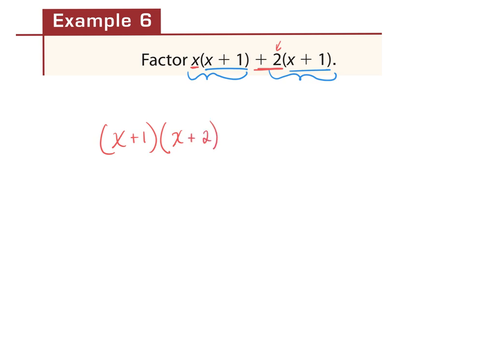So if I were to factor this, this is what my factoring would look like. X plus 1 is the group that I have in common, and what I have left over is the x plus 2. And so my final answer here would be x plus 1, x plus 2. All right, which is what we're going to get to when we start factoring trinomials.